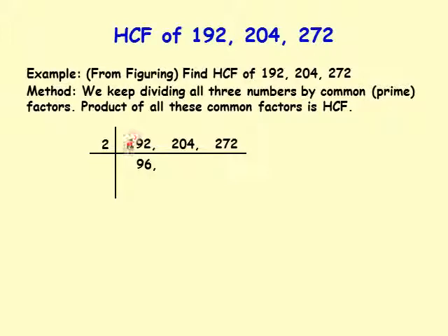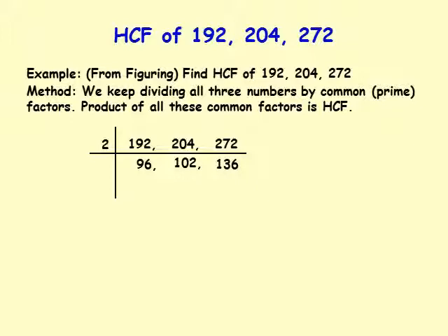If I divide 192 by 2, I get 96. Now we'll divide 204 by 2. We already know how doubling and halving works, so this is a halving here. 204 divided by 2 is 102, and 272 divided by 2 is 136.